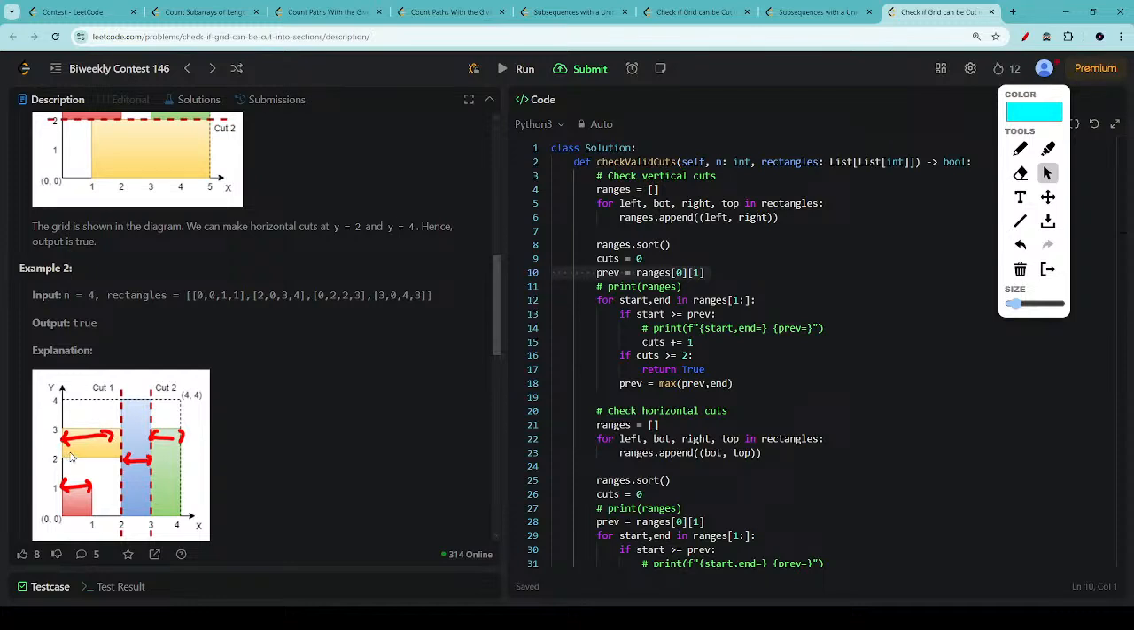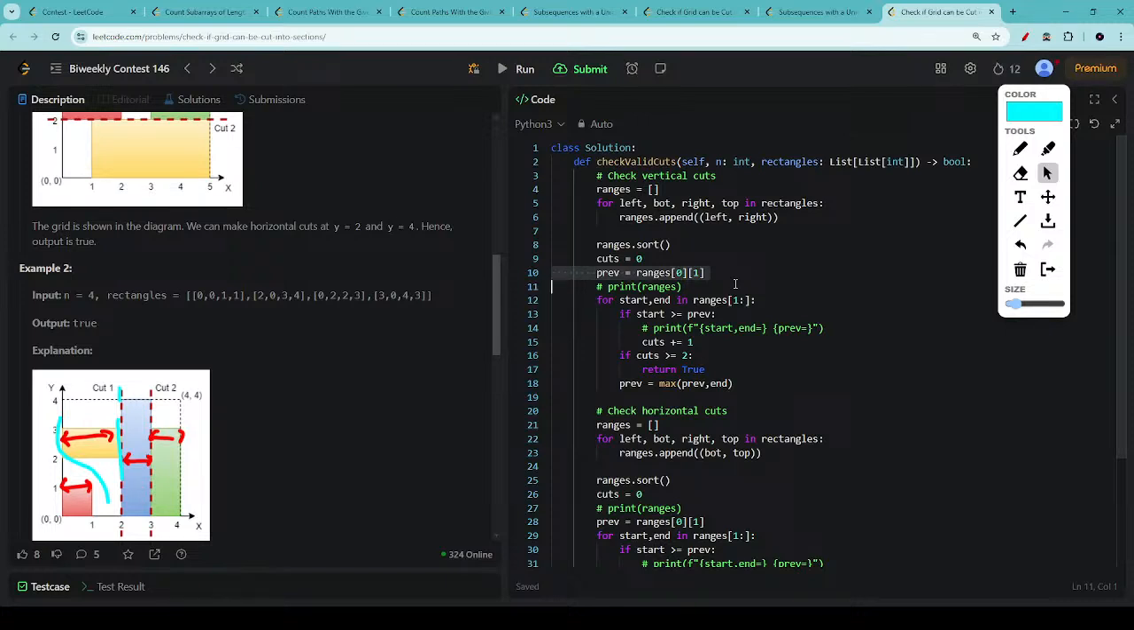You can make a cut between them because the start range is before the end. But here, the end is here and the start is here, so you can make a cut here. So that's all you have to check. You sort them by start. In Python, this will sort by the first number, which is the left number. And then you check where's the previous, right?